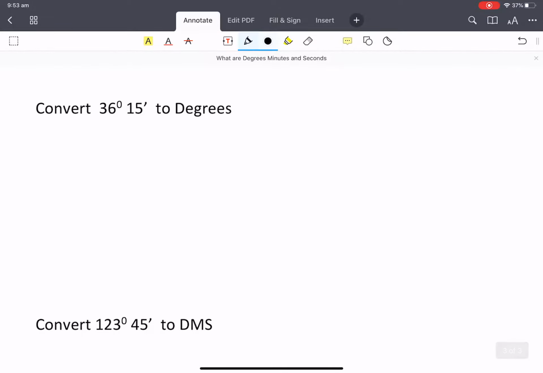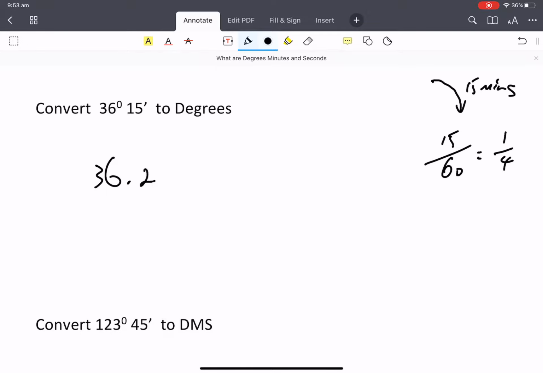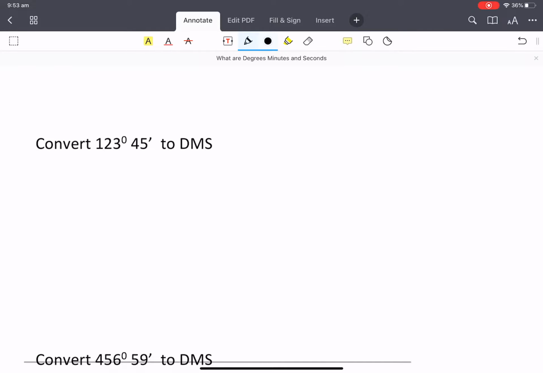Let's go the other way. 36 degrees, 15 minutes. And we're converting to decimal degrees. So again, it's got to be 36 degrees. And I'm thinking to myself, if I've gone 15 minutes, what's 15 out of an hour? Well, that's going to be a quarter, so it's going to be 36.25 degrees, because the 15 minutes is a quarter of the way around the circle.